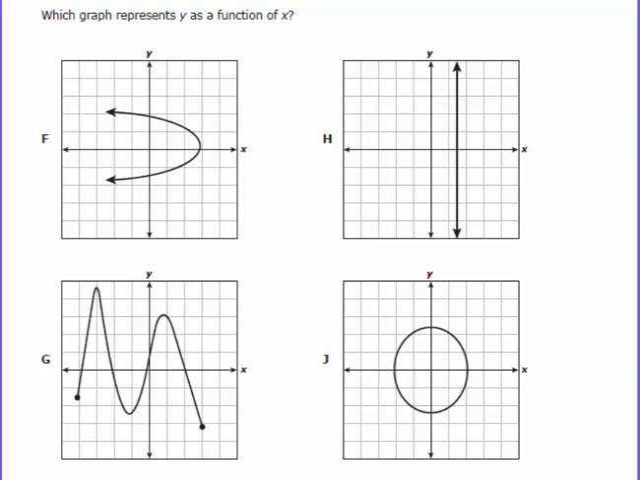So if we look at F, again, the vertical line test rules that one out. Well, on H here, if we do a vertical line like that, well, that vertical line hits every single point. So we know that one's not going to be a function. And J, again, not a function. So the only one that works is G. So both of those are ways of asking, is it a function or not?